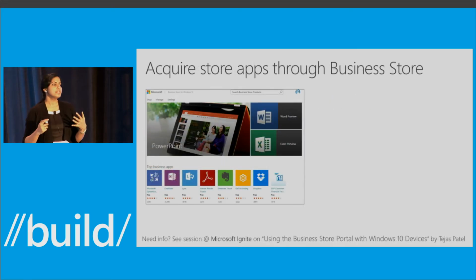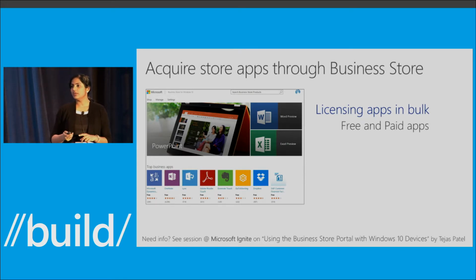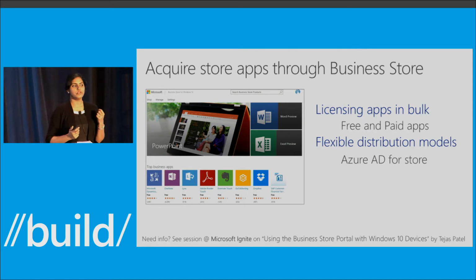So the enterprise line of business applications are written in-house. But how do you acquire store applications to distribute to your users through MDM? The business store allows you to do that for Windows 10. You can license both free and paid applications in bulk and distribute them to your users either through MDM or instruct the user to install it from the store using their Azure Active Directory account.